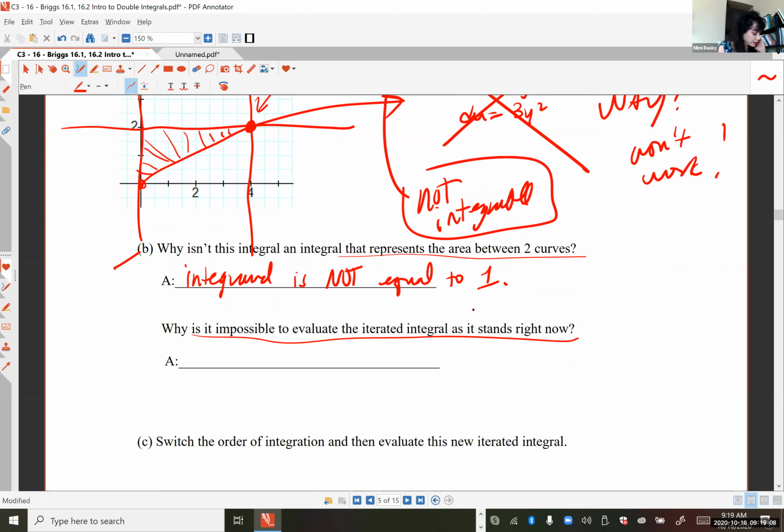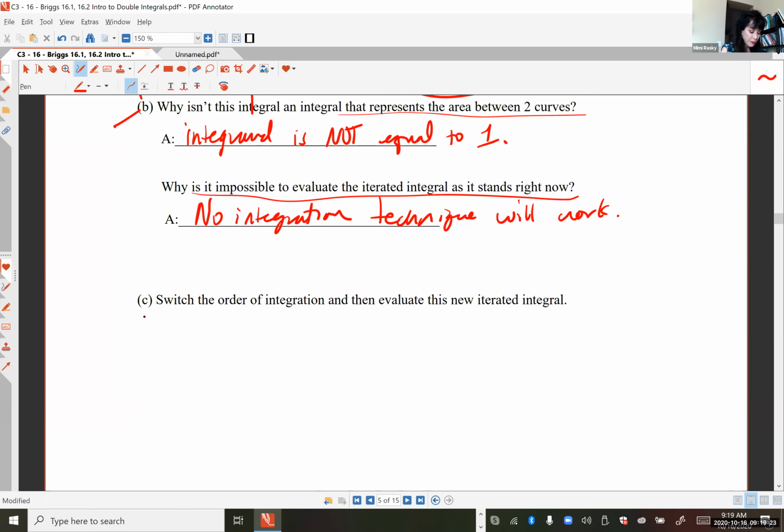So why is it impossible to evaluate? Because no integration technique will work. You know, nothing will work. U sub won't work, nothing. You're stuck. So the key is going to be this. Once we switch the order of integration, it will be integrable.